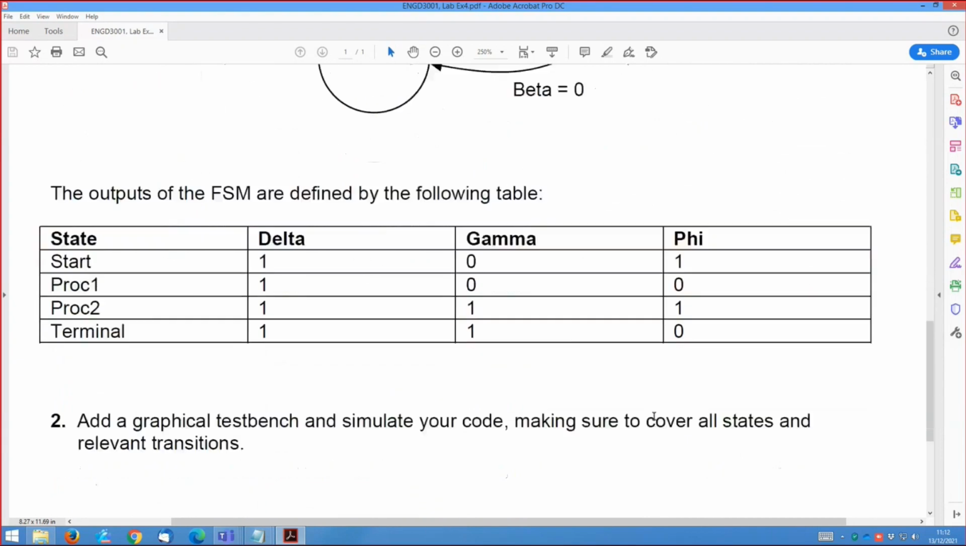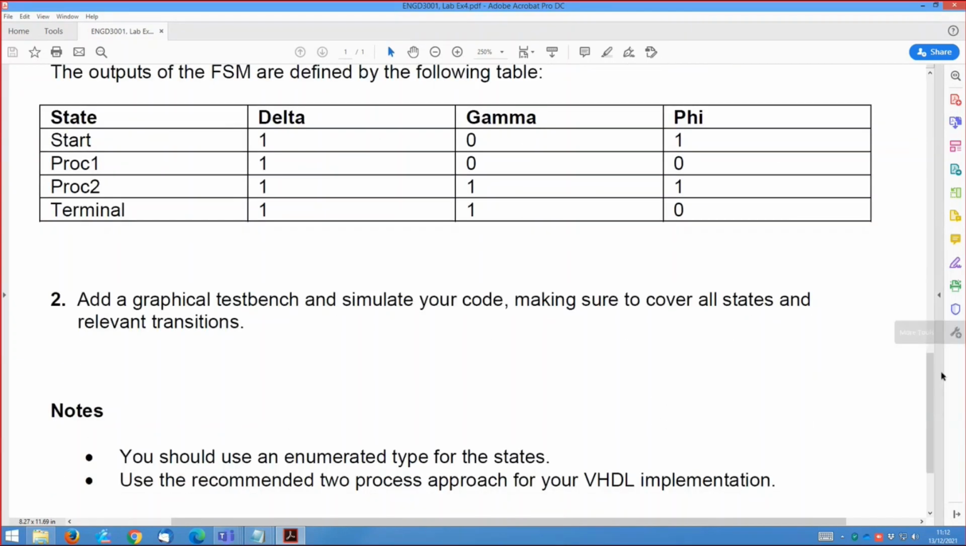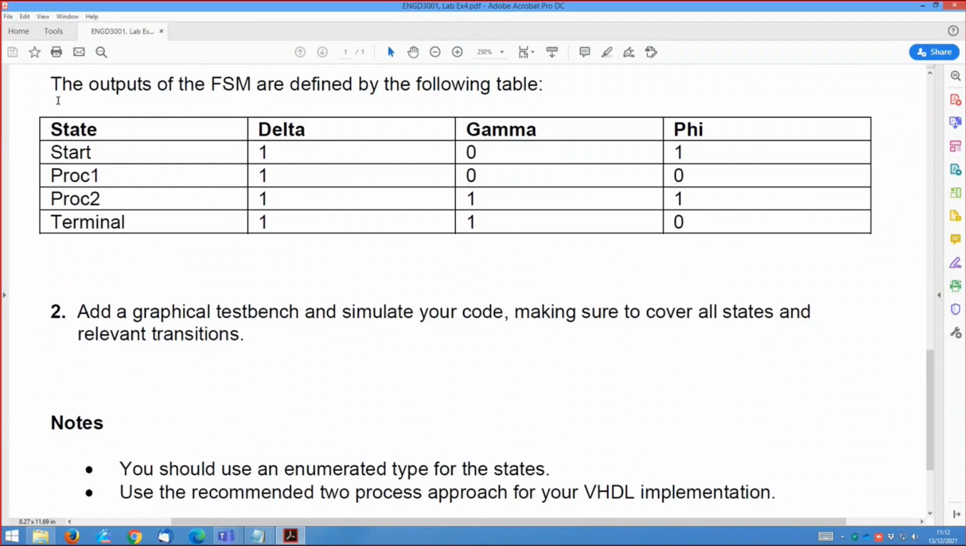The final thing to consider for this finite state machine is its outputs. They are listed in this table for all the 4 states that this finite state machine can take. So if we are in the start state, delta would be 1, gamma would be 0, phi would be 1. For proc 1, we would have 1, 0, 0. For proc 2, delta would be 1, gamma would be 1, phi would be 1. And then for terminal, we would have delta 1, gamma 1, and phi is 0.